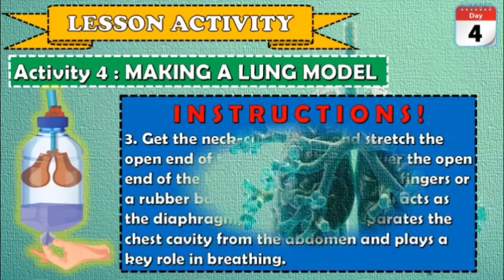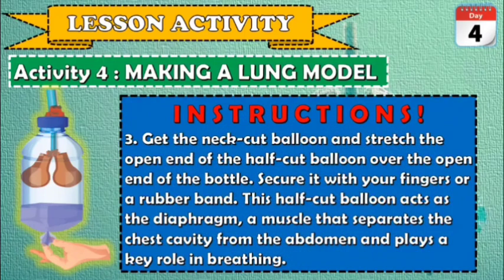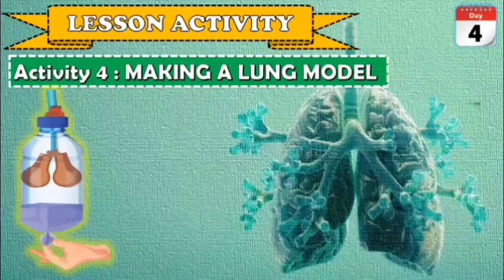Number 3. Get the neck cut balloon and stretch the open end of the half-cut balloon over the open end of the bottle. Secure it with your fingers or a rubber band. This half-cut balloon acts as the diaphragm, a muscle that separates the chest cavity from the abdomen and plays a key role in breathing.